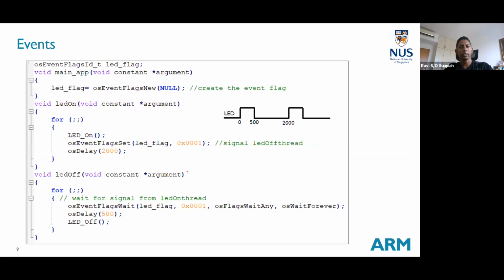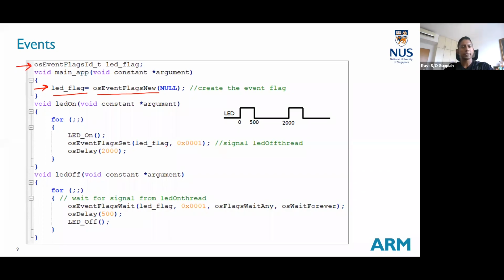So if you look at this code, we are achieving the same LED behavior, but the only difference is instead of writing to each other's task flags, you are now writing to a generic event flag. So in the main task, I first create this flag called osEventFlagsNew, and I capture the ID of this event flag. So I also need to create this event flags ID variable.